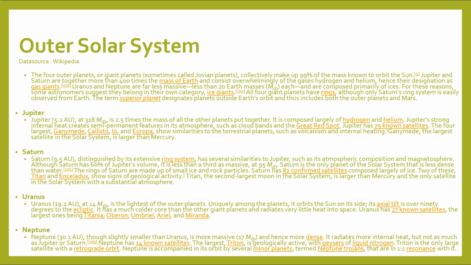It radiates more internal heat but not as much as Saturn or Jupiter. Neptune has 14 known satellites. The largest, Triton, is geologically active, with geysers of liquid nitrogen. Triton is the only large satellite with a retrograde orbit. Neptune is accompanied in its orbit by several minor planets named Neptune trojans that are in 1:1 resonance with it.